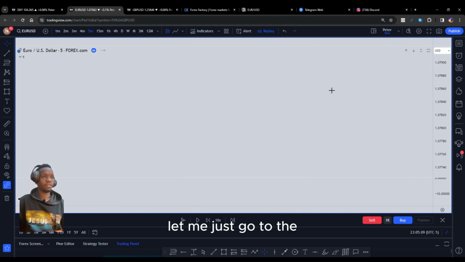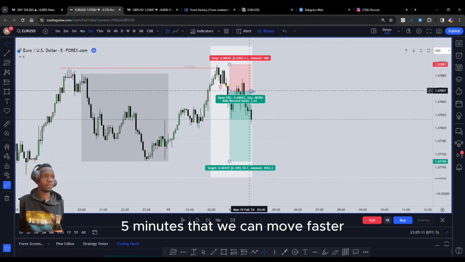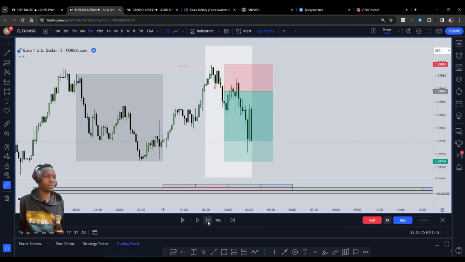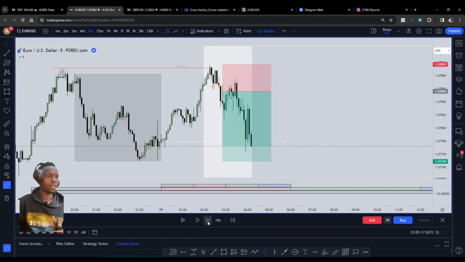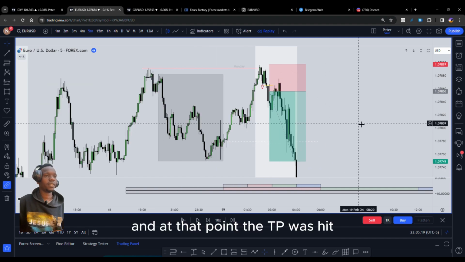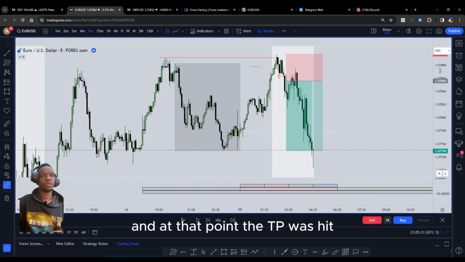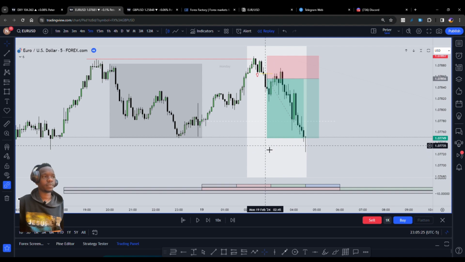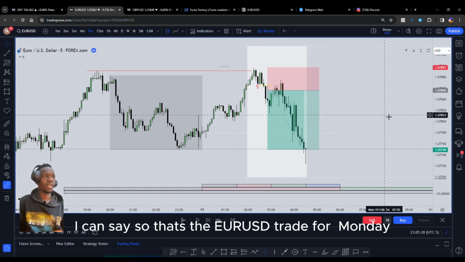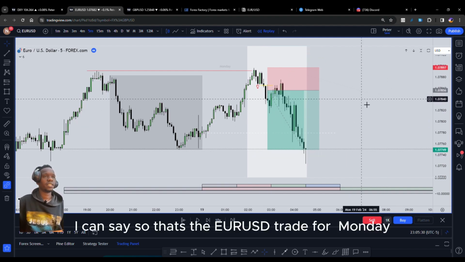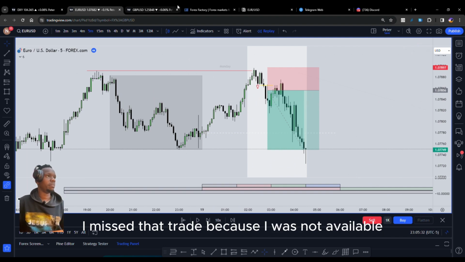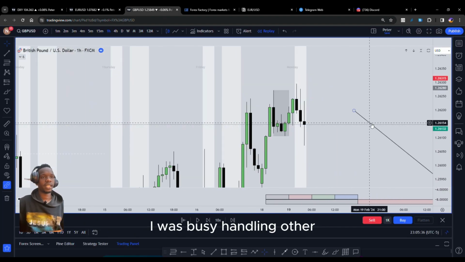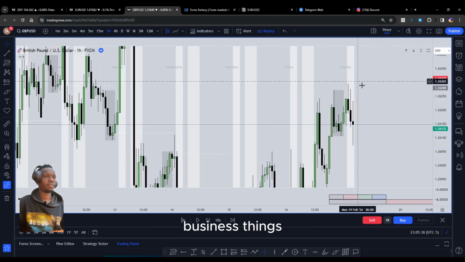Let me just go to the 5 minutes so that we can move faster. And at that point, the take profit was hit. This trade, this was a good trade, I can say. So that's the EU trade for the Monday. I missed that trade because I was not available. I was busy handling other business things, other stuff.